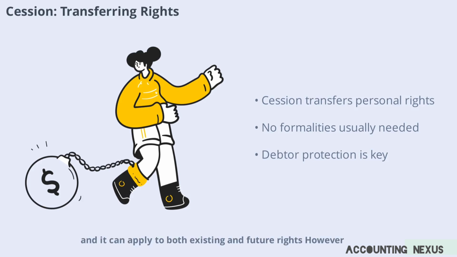Cession doesn't usually require any formalities or even the debtor's consent, and it can apply to both existing and future rights. However, some rights can't be ceded, such as pensions or rights that are too personal. The law also protects the debtor from being put in a worse position because of a cession. Understanding cession is crucial for anyone dealing with contracts, as it allows flexibility in managing obligations and claims.